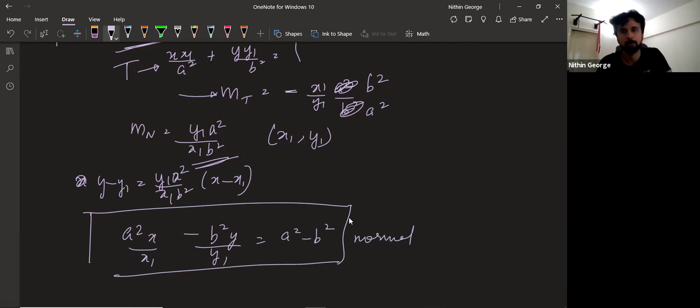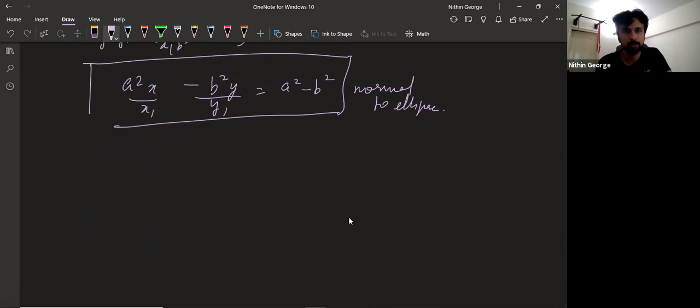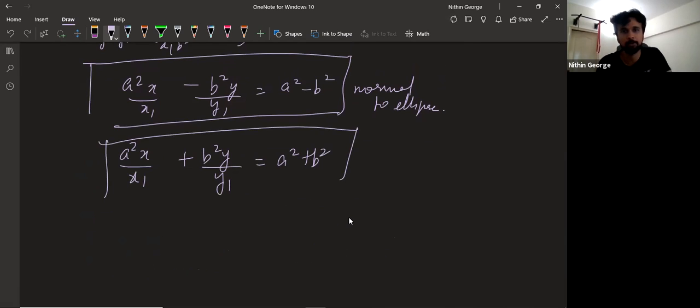Okay, normal to the ellipse. I suggest you remember this so that you can connect it with that for the hyperbola. Replace b square with minus b square. That's all you're doing. Okay, equal to a square plus b square. This is the normal to the hyperbola.